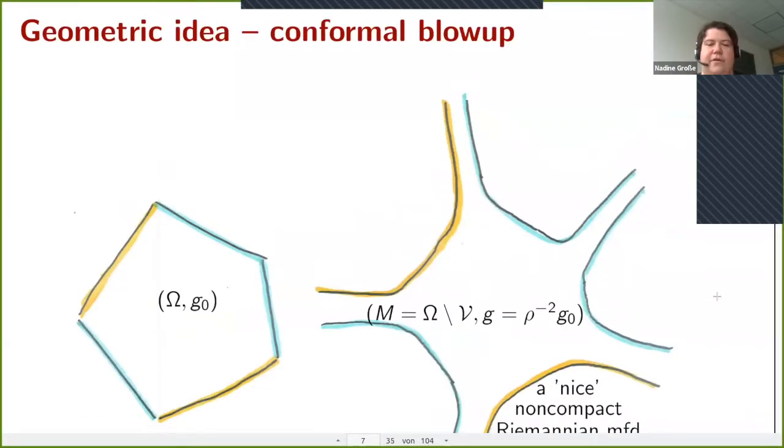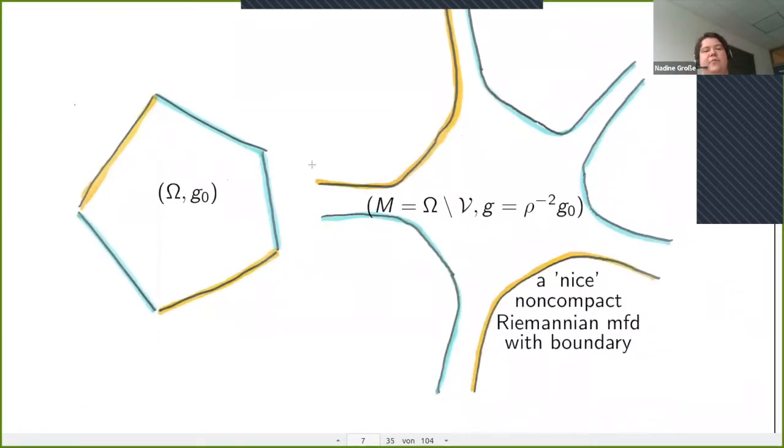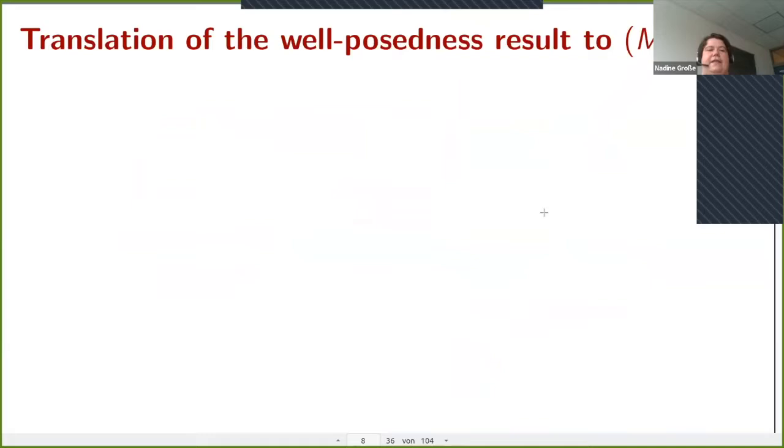Yeah. So what we get with this blow up, we come from something which has singularities and was compact to a nice, and I will say later what nice means, a nice non-compact Riemannian manifold with boundary. We got rid of the singularities, but we paid for it because we are now non-compact. Okay, and now the idea is, how does the well-posedness result from Kondratiev behave under this conformal blow-up?